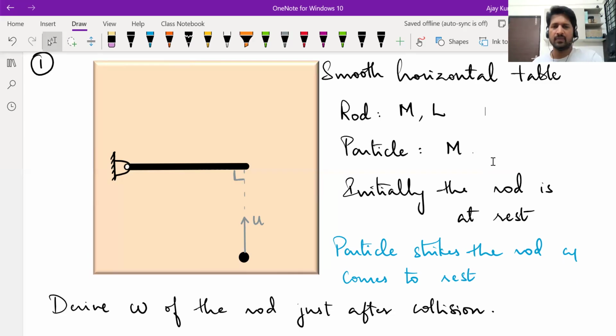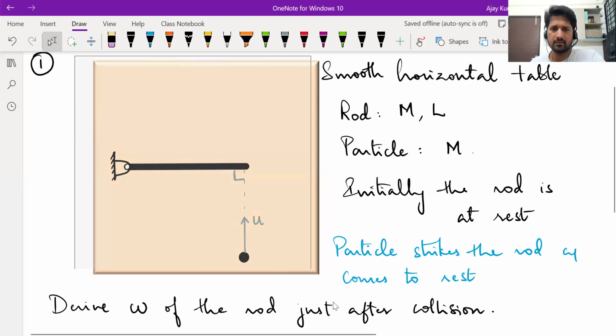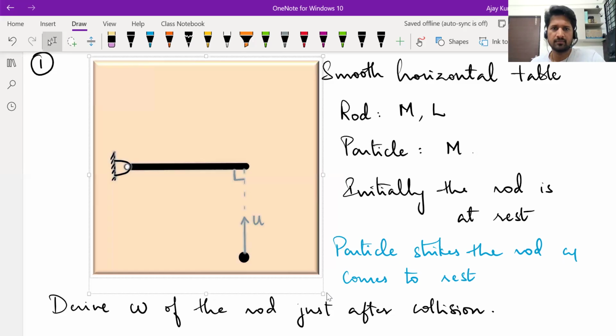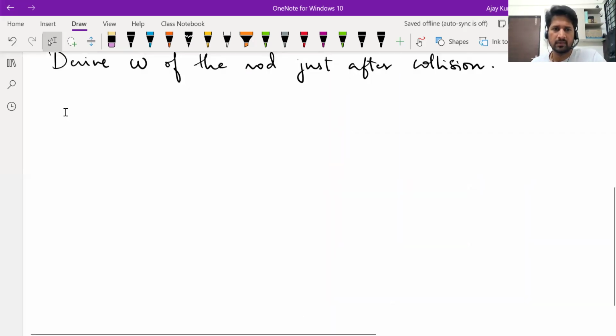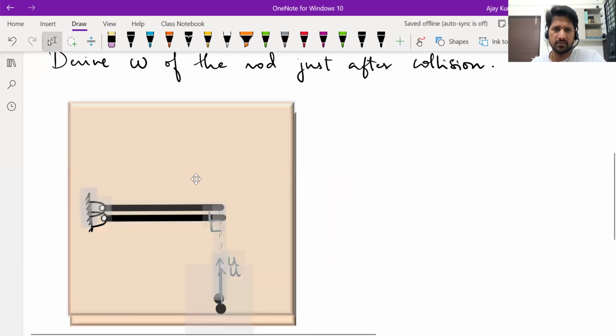But let us check. Can one of you tell me what is the condition under which linear momentum is conserved? When is linear momentum of a system conserved? Sir, F net equal to 0. When the net force on the system is 0, correct.